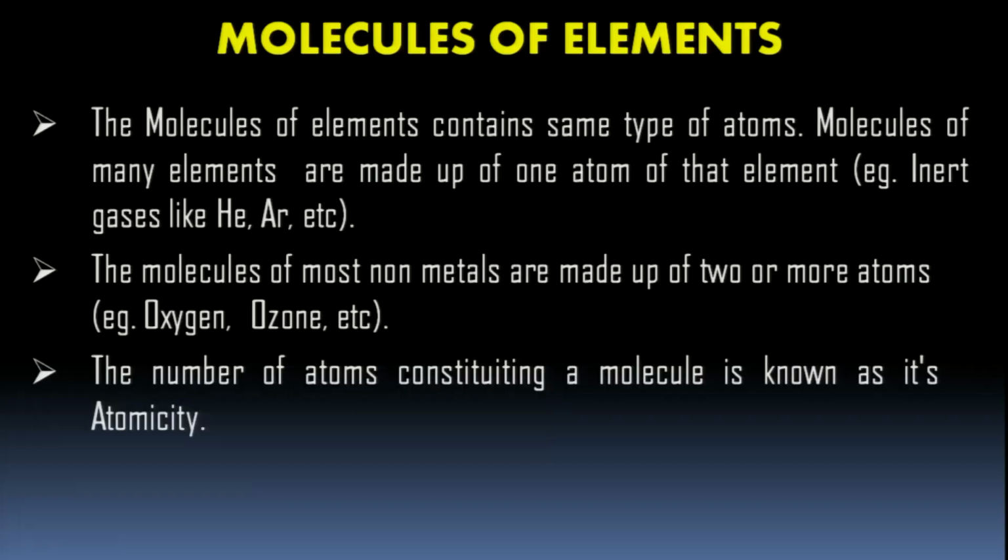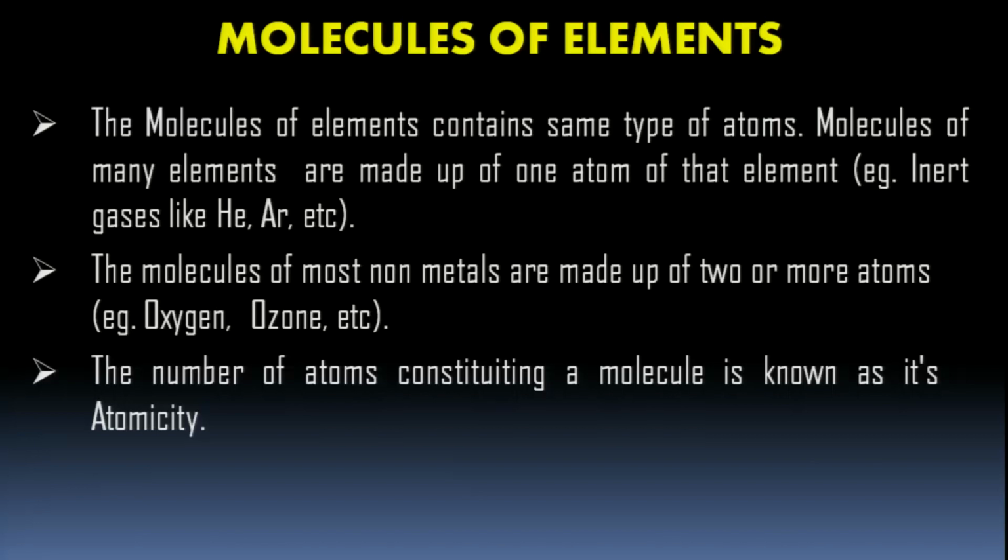Now, molecules of elements. As we had discussed, children, the molecules of elements contain same type of atoms. Molecules of many elements are made up of one atom of the element. For example, as I have told you, inert gases like helium, neon, argon, krypton, xenon and all those things. Because they are noble, they don't want to mix with anybody.